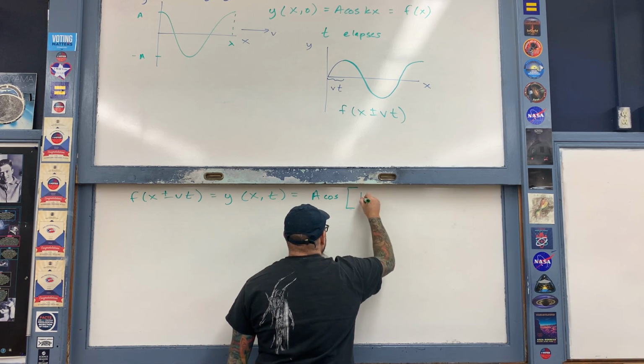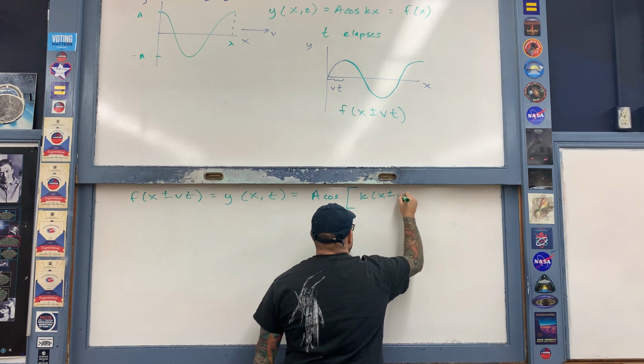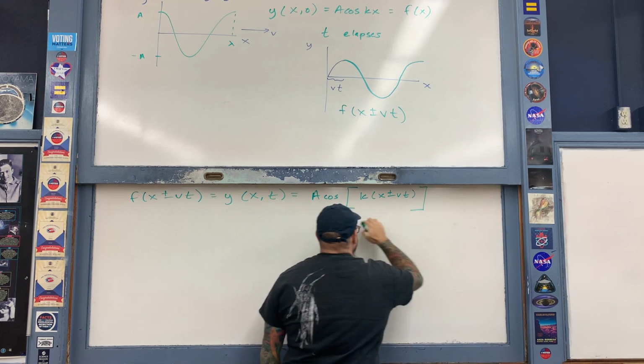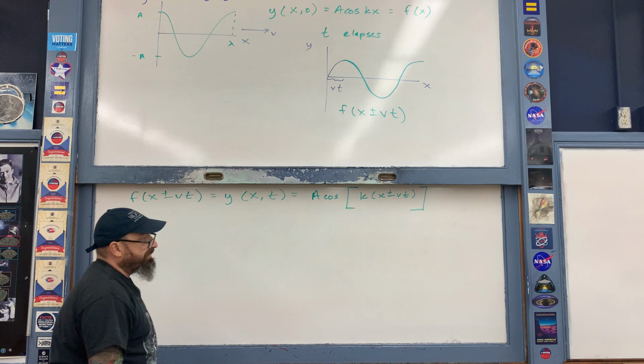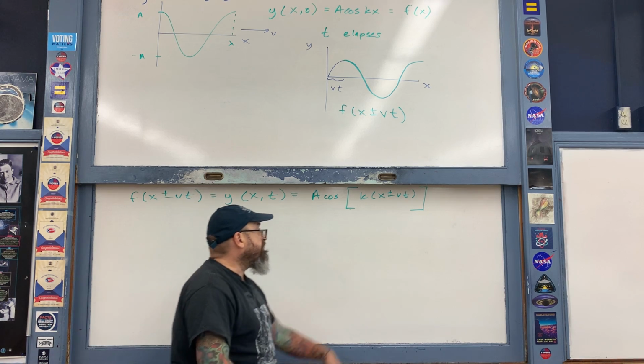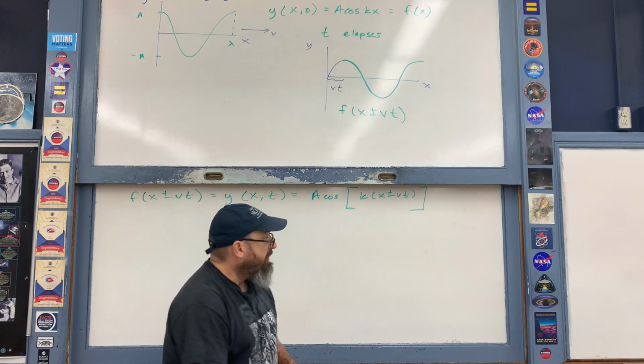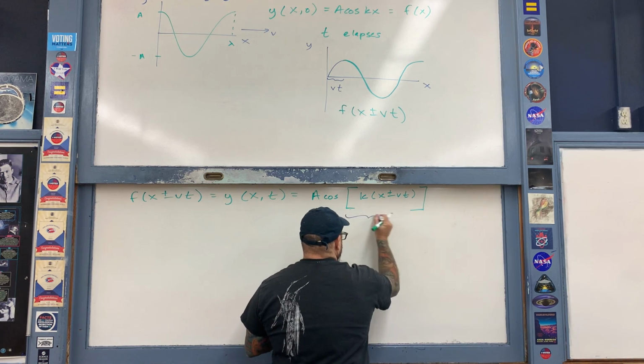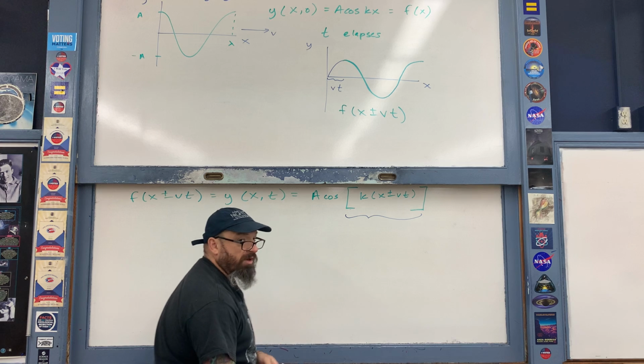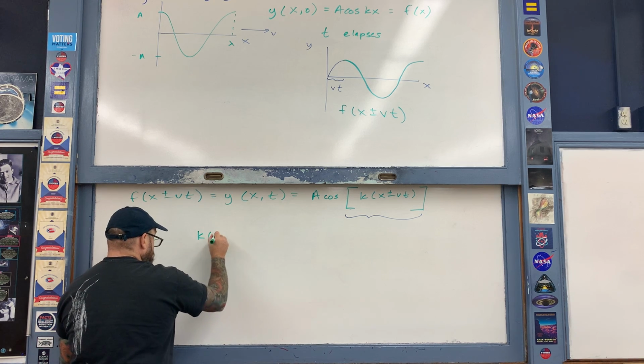For now I'll put it in brackets here, like so, to describe the argument of the cosine function. But notice what I have done here: I've replaced the variable x with x plus or minus vt. Let's take a look at the argument of the cosine function a little bit more carefully, off to the side.